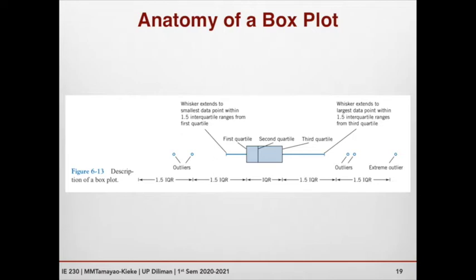The box provides the 25th percentile, the 75th percentile, and the mean or the 50th percentile. The end of the whiskers show the smallest and largest data point, usually within 1.5 interquartile ranges from the first and third quartiles, respectively. And you can also show outliers in a box plot.